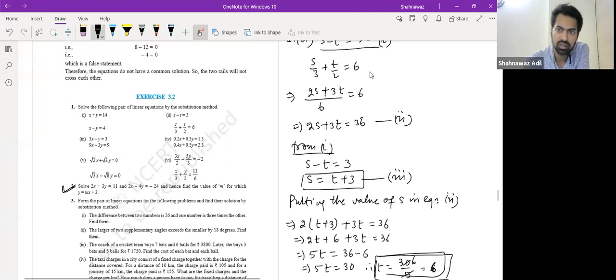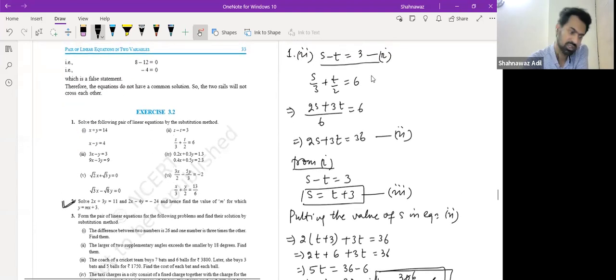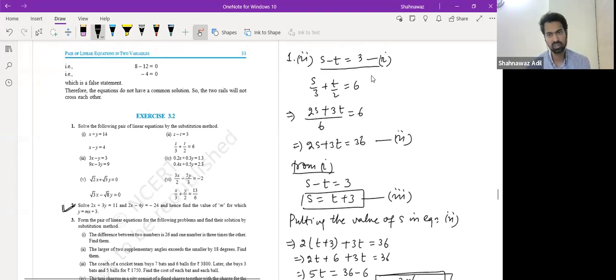So that when we start the next chapter, we don't need to discuss the elimination, right? Because these are the same methods to solve the different equations. So please note it down. Now you know about this substitution, right? Why do we call this substitution?